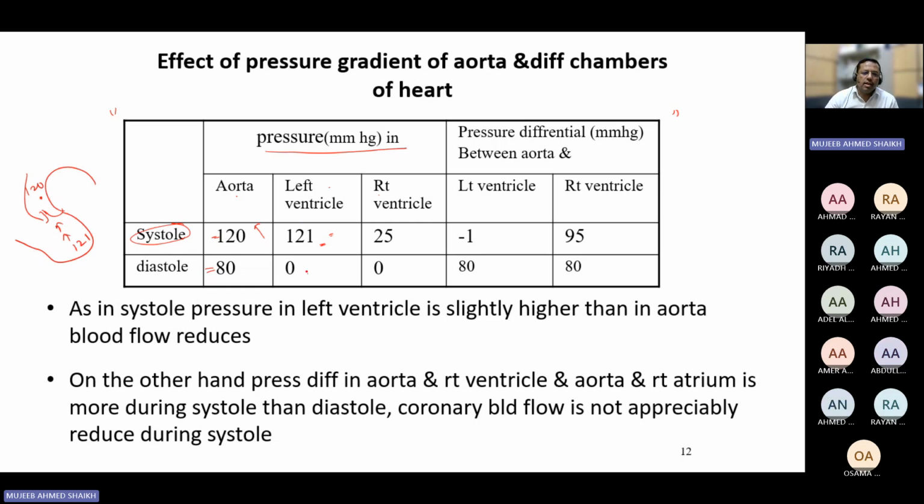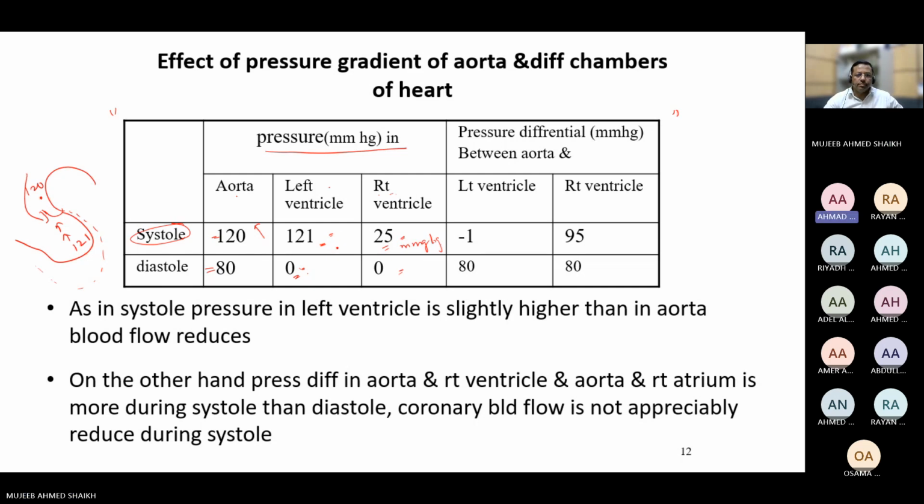And during diastole, during relaxation phase, when the ventricles are relaxing, the pressure will go to 0. It will be completely relaxing, no pressure. Okay, so 0. Similarly, right ventricular pressure during systole is how much? 25 millimeter of mercury. Okay. And during diastole, it is 0. Same. Why is it 25 in right ventricle? Why not more, like the left ventricle?